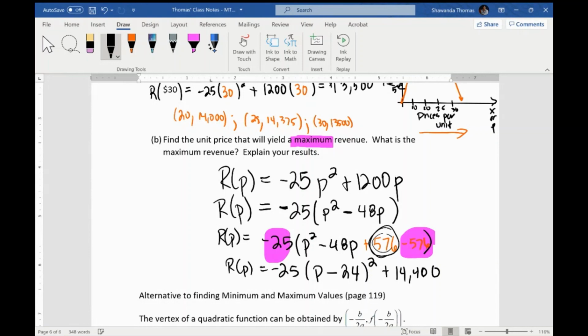How much should we sell this video game for? $24. $24. And how much are we going to get in revenue if we plug in $24? 14,400. Exactly. We should charge $24. That will give us the max point. All right.